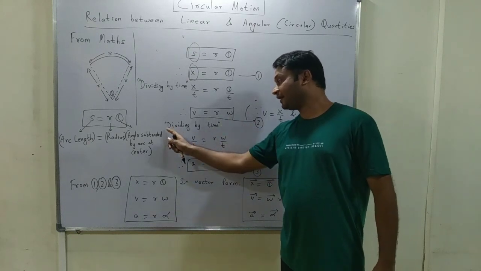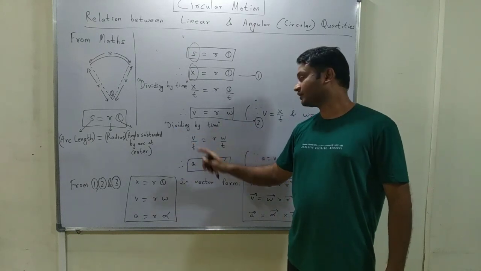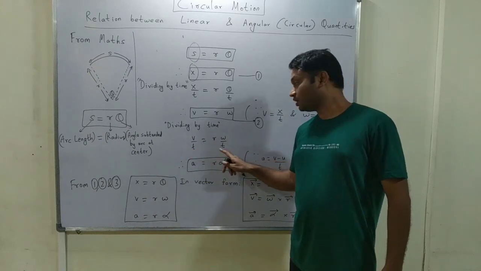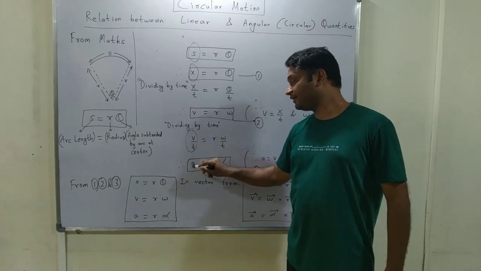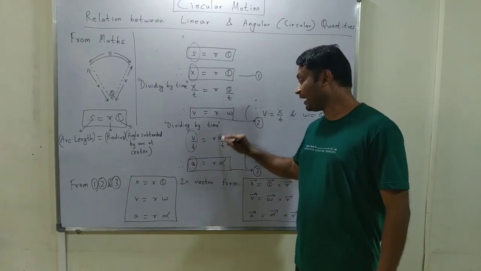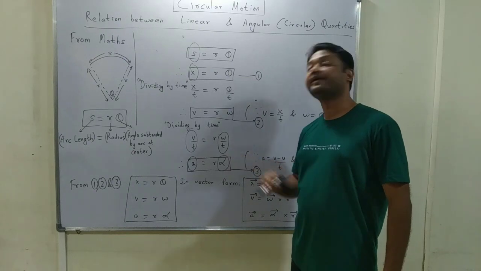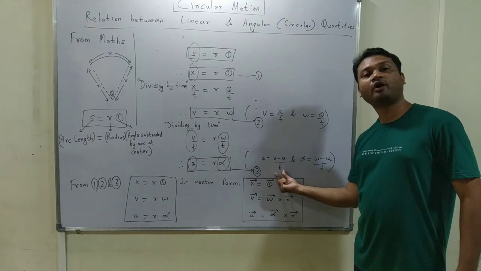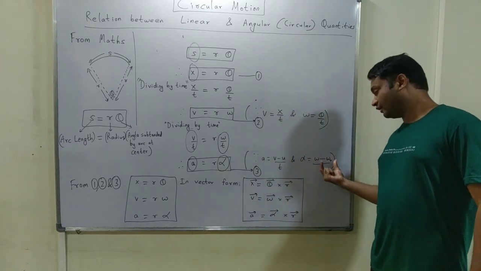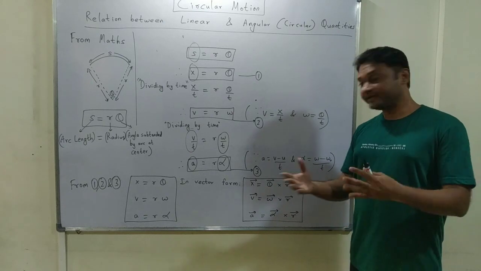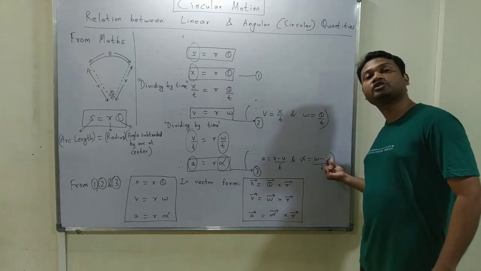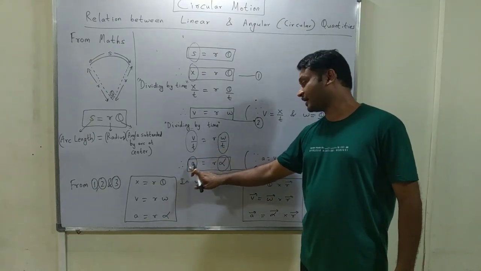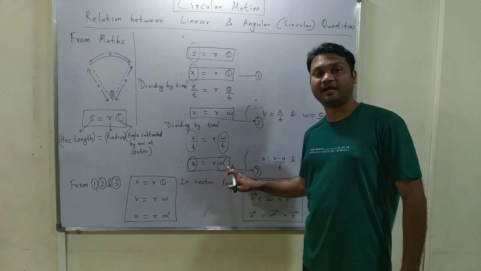Going further and again dividing by time t, we get velocity upon time is radius into angular velocity upon time. Velocity upon time is nothing but acceleration, and angular velocity upon time is nothing but angular acceleration. From this relation, acceleration is change in velocity upon time, angular acceleration is change in angular velocity upon time, considering the initial velocity and initial angular velocity to be 0. Hence we get our new relation, the third relation, which is acceleration is radius times angular acceleration.